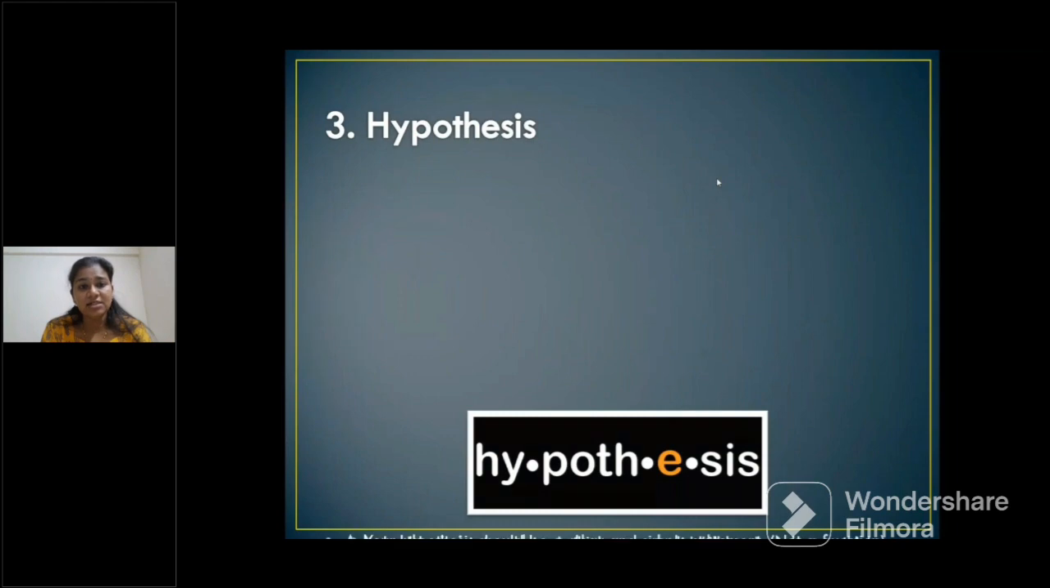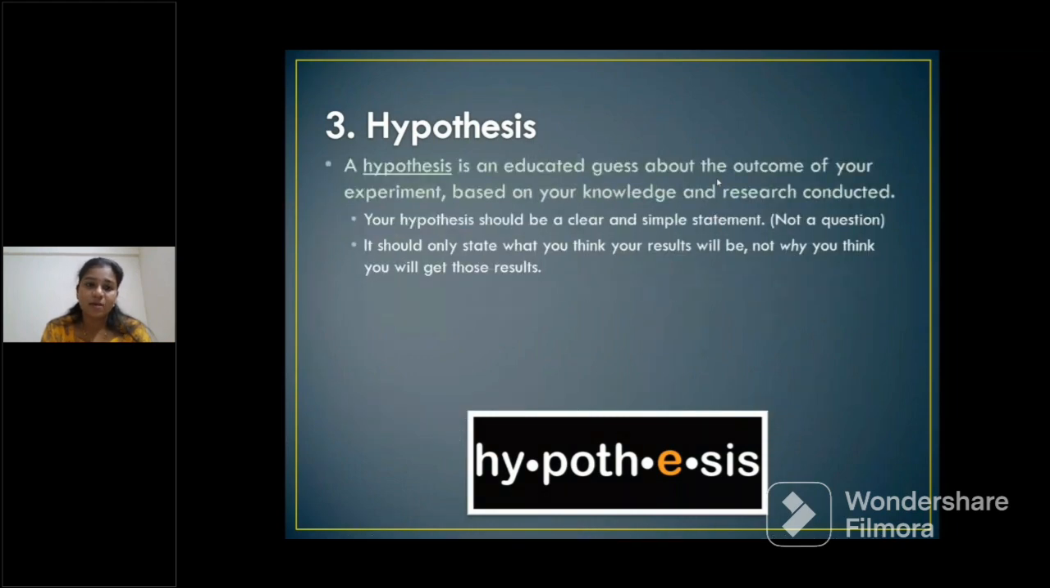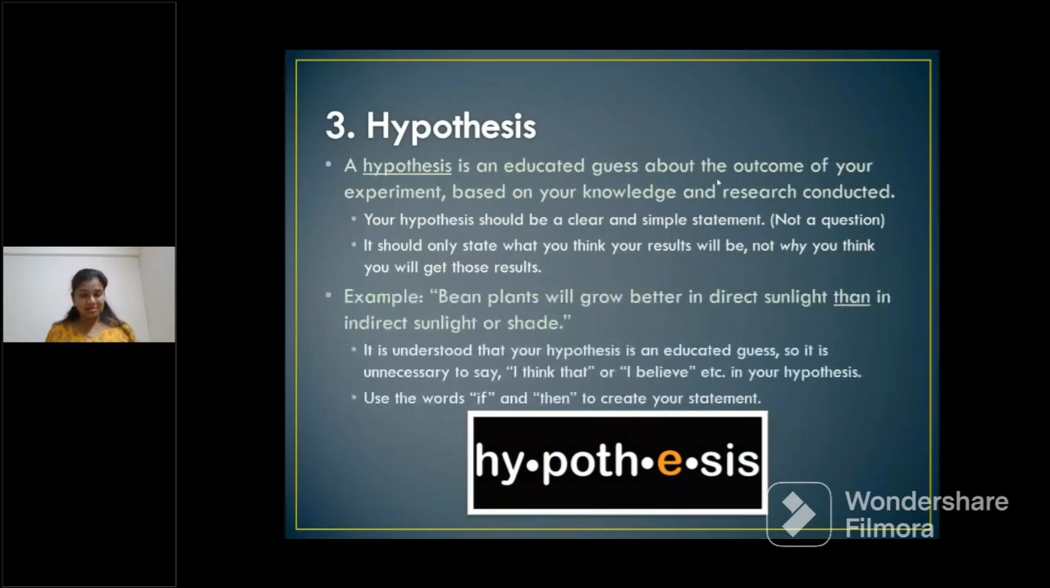Coming to the next, third step is hypothesis. So, as I said, hypothesis is a scientific guess, an assumption, which we call an educated guess or a logical guess about the outcome of your experiment. Not necessarily it is going to be right. However, it's a logical guess based on your observation, based on your research. You have come up with a hypothesis. Your hypothesis has to be a statement. Ideally, it shouldn't be a question.